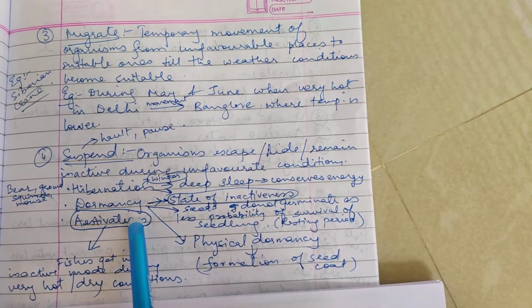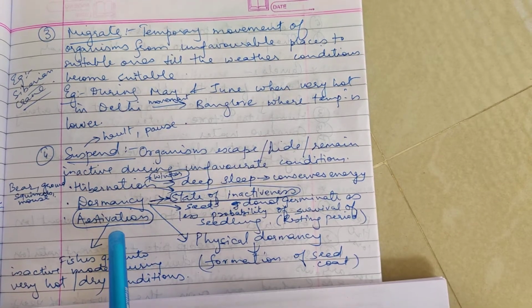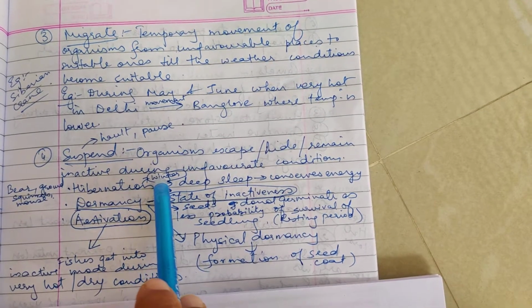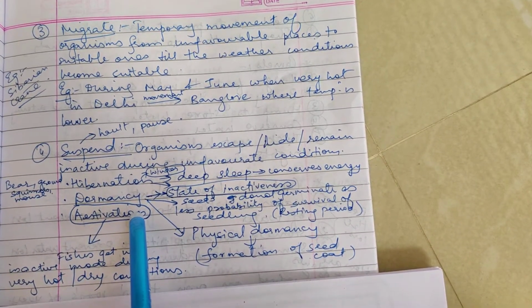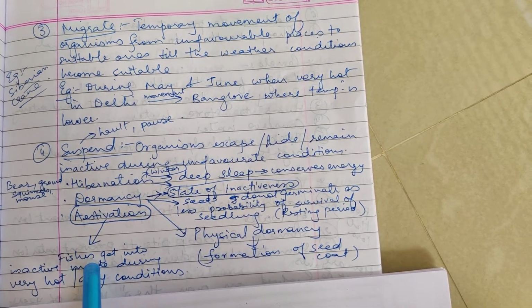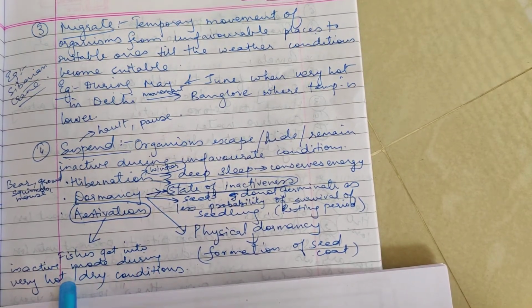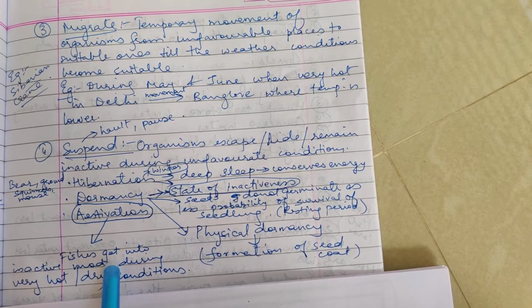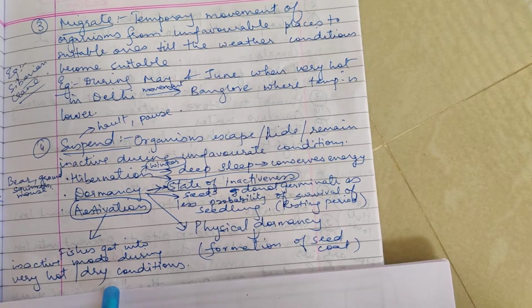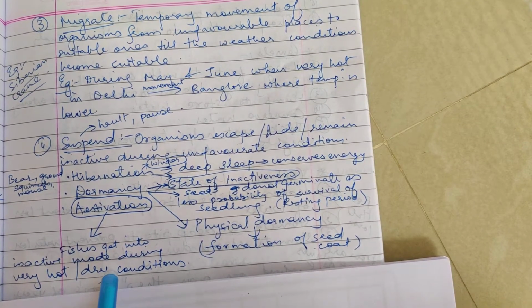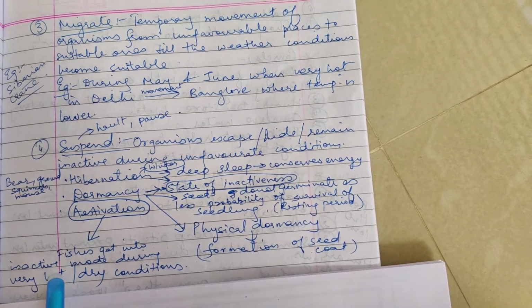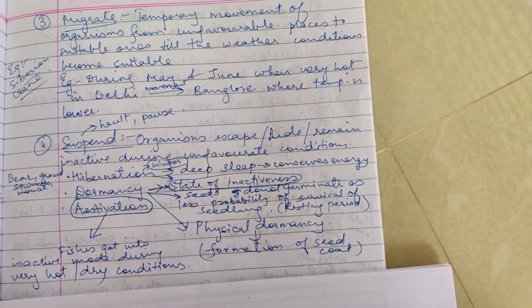The third process through which the organism suspends is estivation. Hibernation is the winter deep sleep, whereas estivation is again deep sleep but during the summer season. Fishes get into inactive mode during very hot or dry conditions. When the external temperatures are very high, when it is very hot or very dry, the organisms undergo a resting period and conserve energy. So fishes get into inactive mode during very hot and dry conditions.